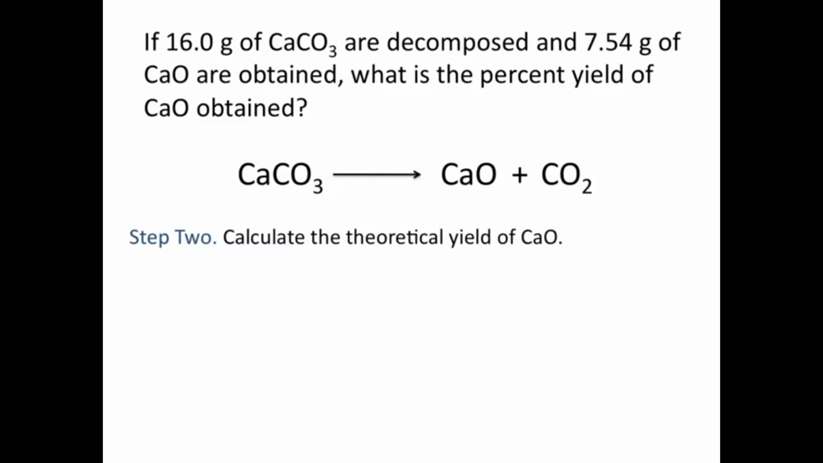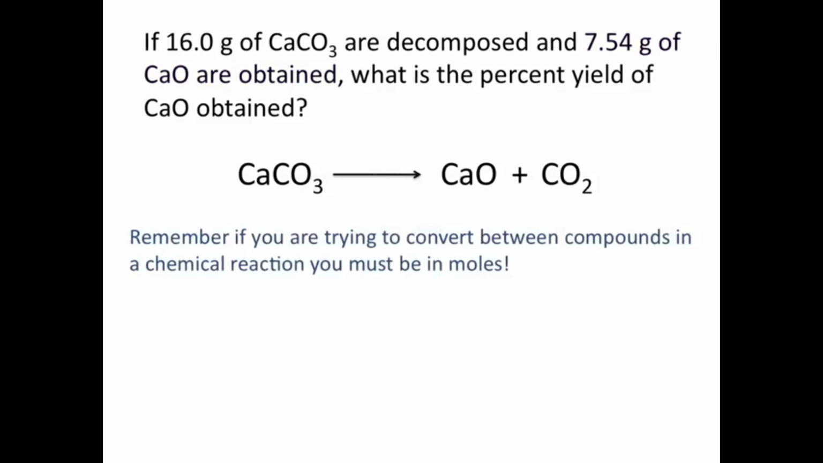For the second step, we need to calculate the theoretical yield of calcium oxide. So like I mentioned previously, 7.54 grams of calcium oxide is our actual yield, and now we'll calculate how much could theoretically be obtained if the reaction was conducted perfectly. Now remember, we can use the coefficients in our balanced chemical equation to convert from one reactant or product to another reactant or product. But remember, if you're going to do that, you can only convert between reactants and products if you're in moles. You can't convert directly if your reactants and products are in grams.